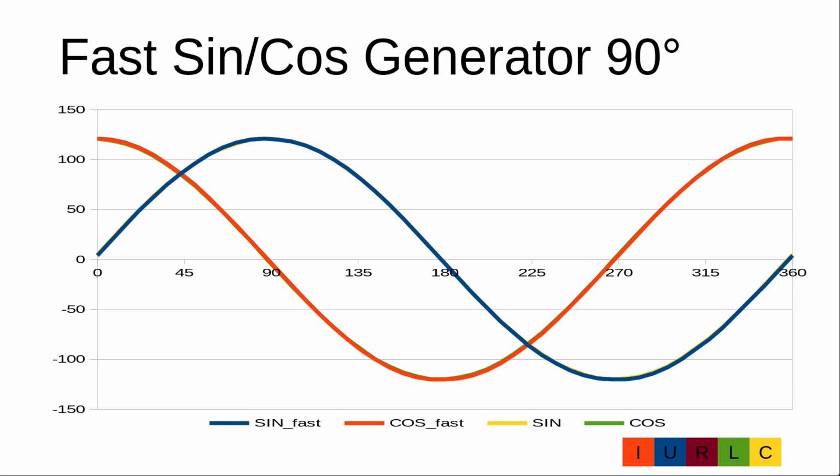Hello! In my last video I showed you a fast sine cosine generator, but it had a drawback: with a bigger step width the phase shift between sine and cosine was no longer 90 degrees. How to extend the code so that even with bigger step widths the phase shift between sine and cosine remains 90 degrees, we will see after the intro.